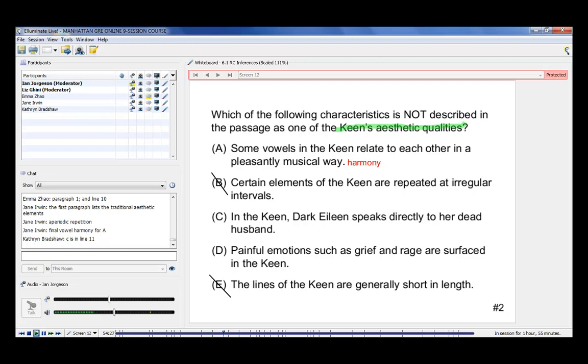What does the word harmony mean, guys? And in the meantime, Catherine's telling me C is in line. Okay, let me look at line 11 here. Direct address of the deceased person. Deceased is the same as dead. Direct address is the same as speaks directly. Absolutely. So we're down to D and A. All I want to know is pleasantly musical the same thing as harmony?